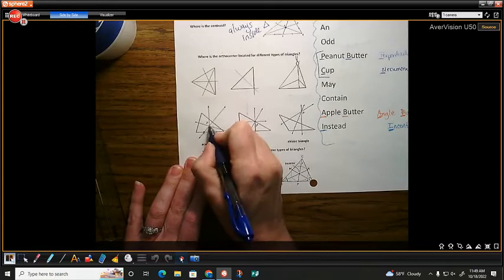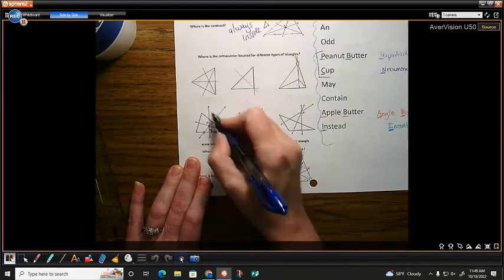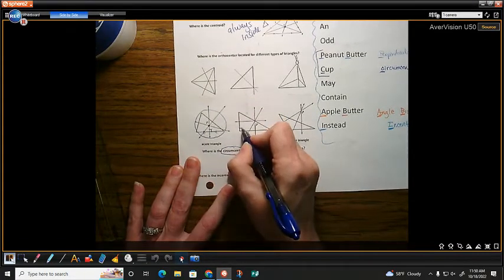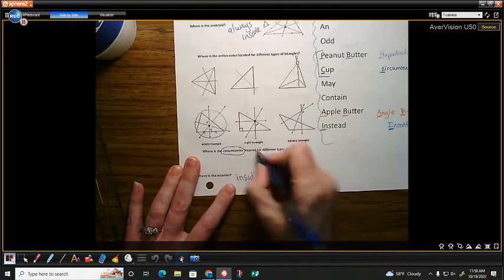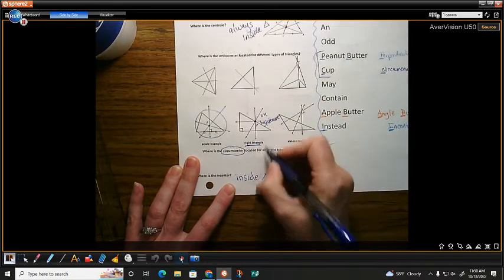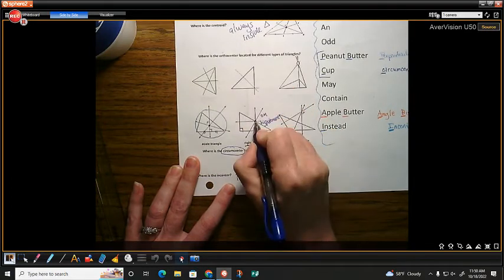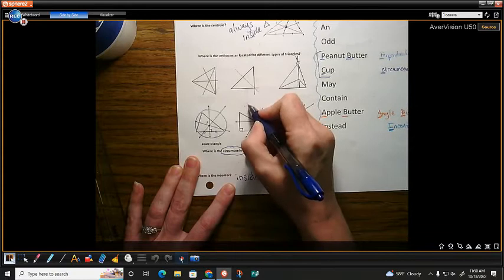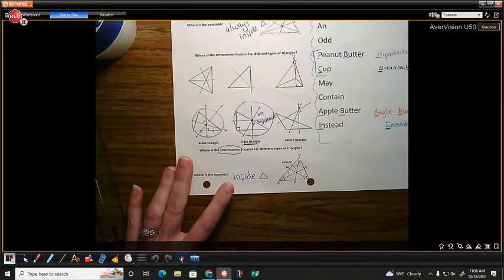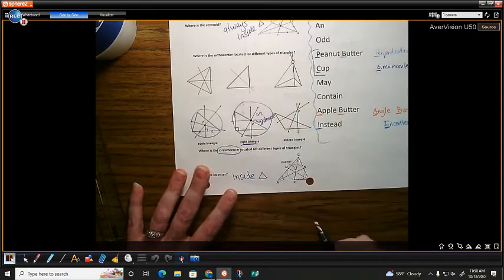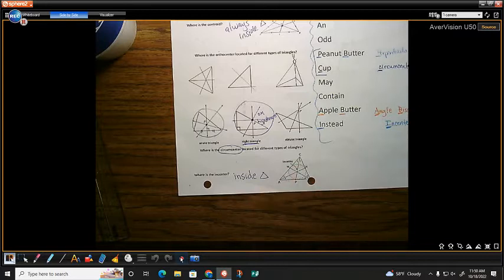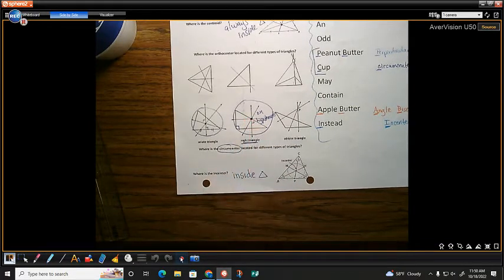Sometimes in the acute triangle, the circumcenter was inside. But for a right triangle, the circumcenter was on the hypotenuse. And this is the center of a circle, so it's at the midpoint, and that hypotenuse is the diameter of that circle. You don't have to remember that, you just need to know that when it's a right triangle, it's on the hypotenuse.